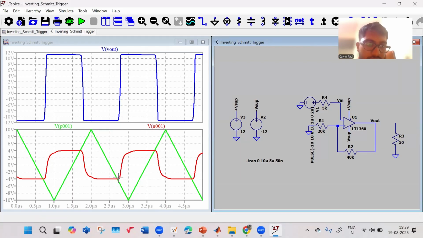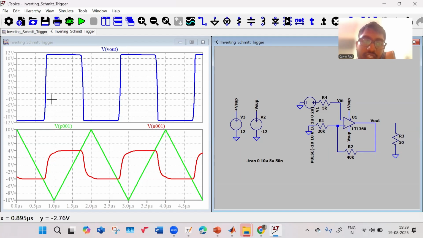So I have this triangular wave over here. When it crosses this point, it goes low. When it goes below this point, it goes high. So if you see this wave, what do you think is the average value of this V output wave? How much is it? It's 0. Yeah, it is 0. The average value is 0. This is because I'm using what is known as a triangular wave.